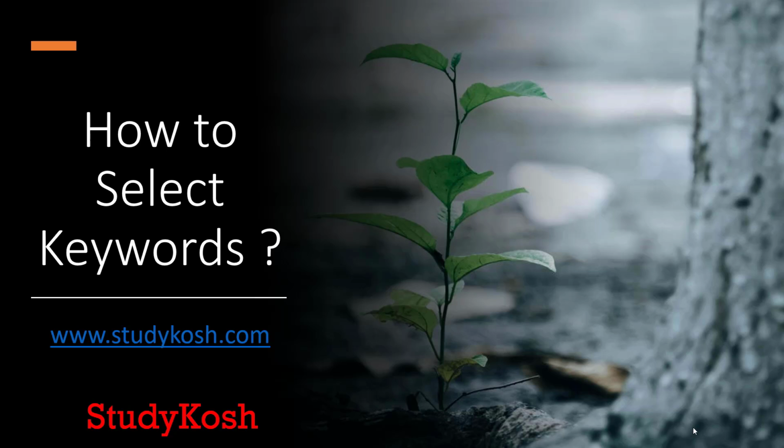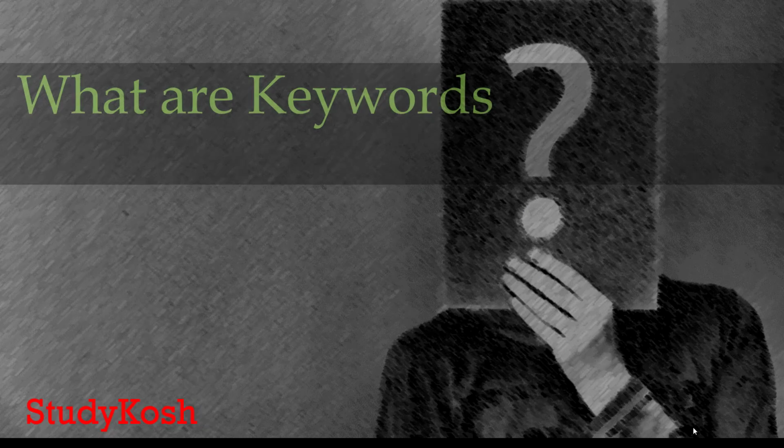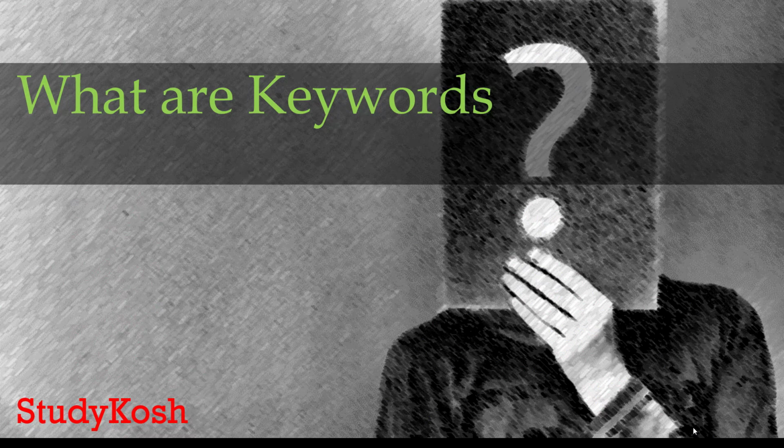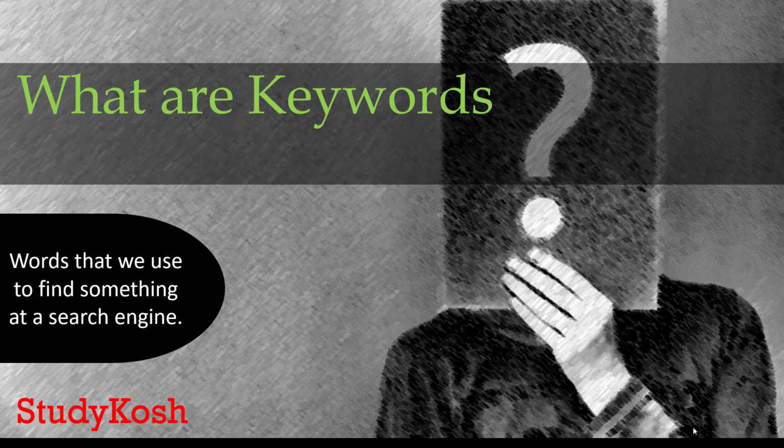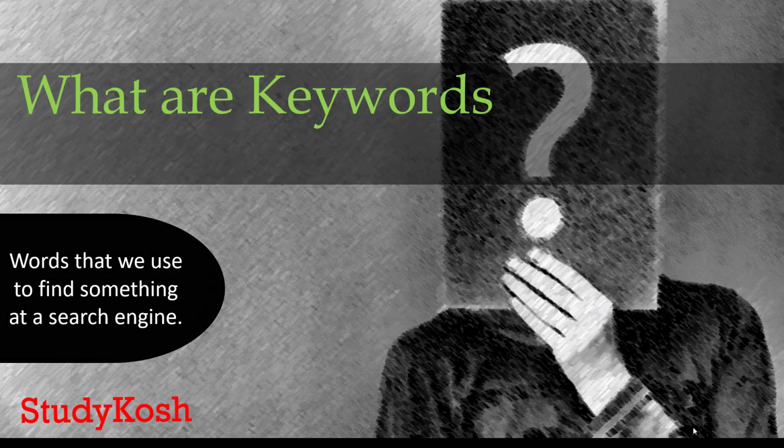The topic for today is how to select keywords. As I told you in the previous video, we'll be studying keywords in detail, all the aspects related to these. But before moving further, let us recall what are keywords. Now students, if you have gone so far in this course, then you must know the term. But in case you want to revise that, let us do that once again. Keywords are basically the words that we use to find something at search engine. Any word that you type at search engine, say Google, Yahoo, Bing, etc., anything, this is what is called a keyword.